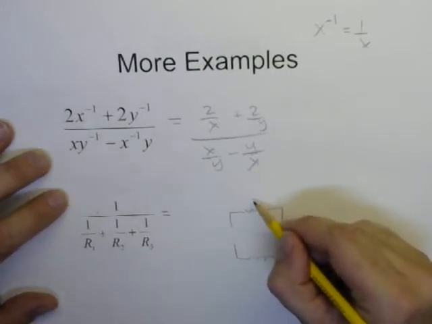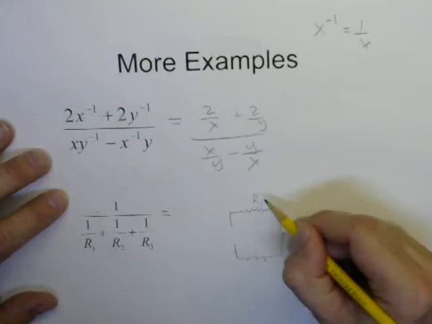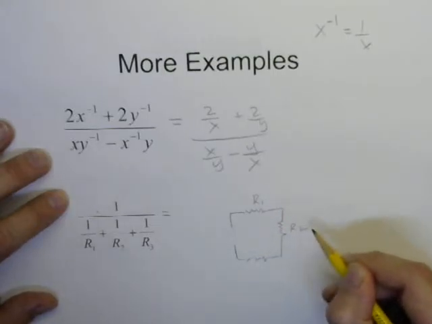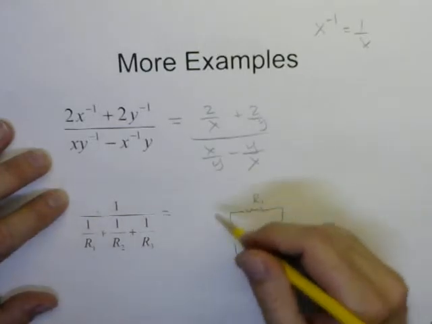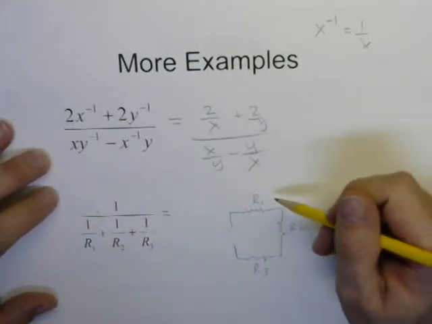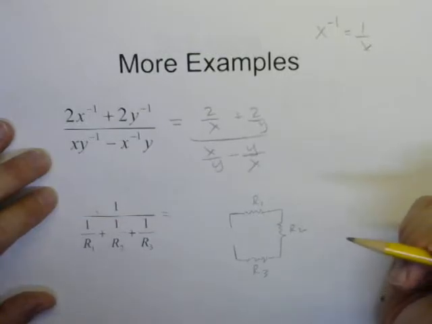But let's say that this resistor has a resistance of R1, this resistor has a resistance of R2, and this has a resistance of R3. You might assume that the resistance for the entire circuit is just that plus that plus that, but it turns out that that's not how it works.